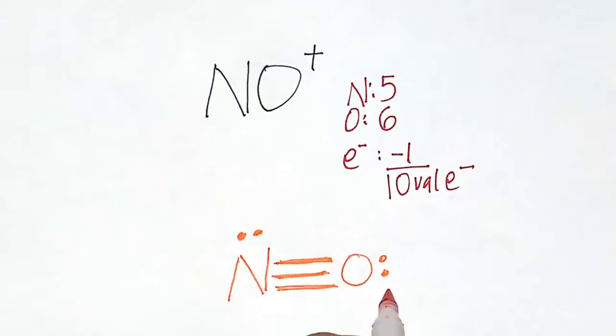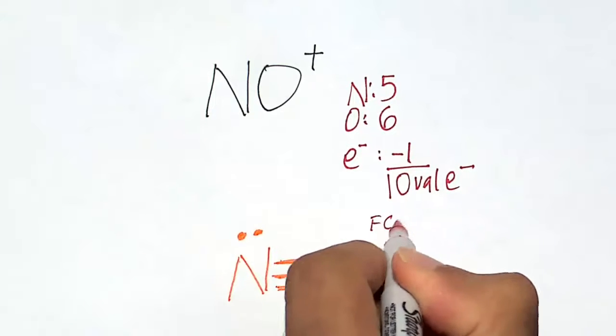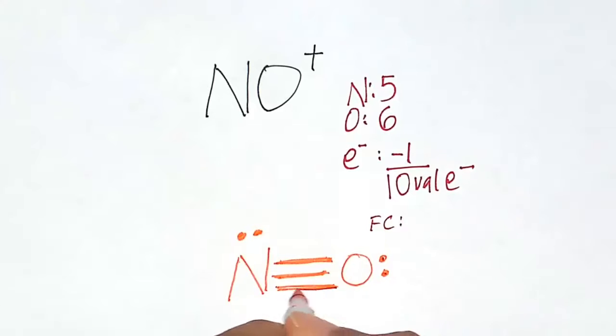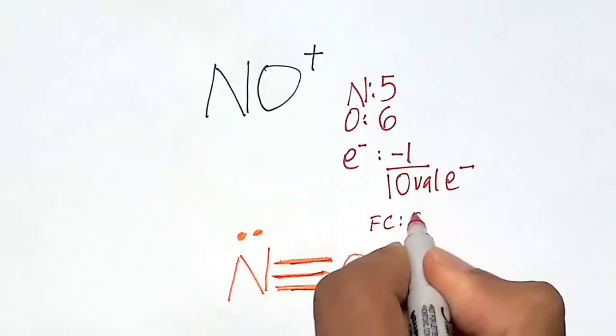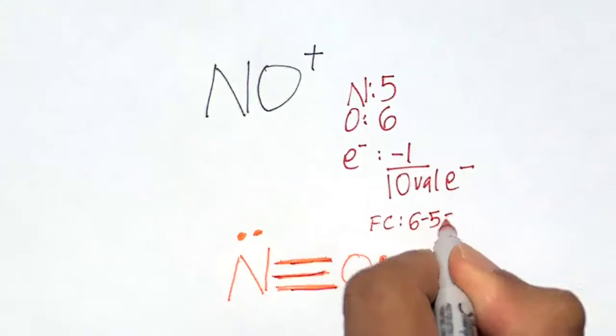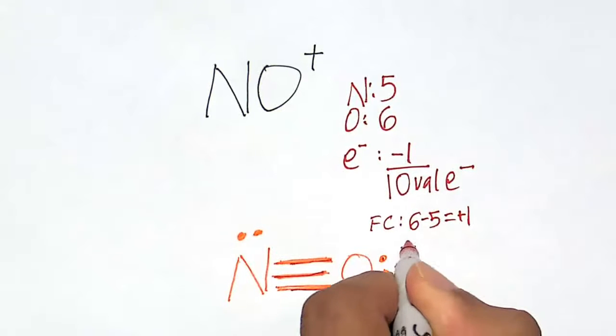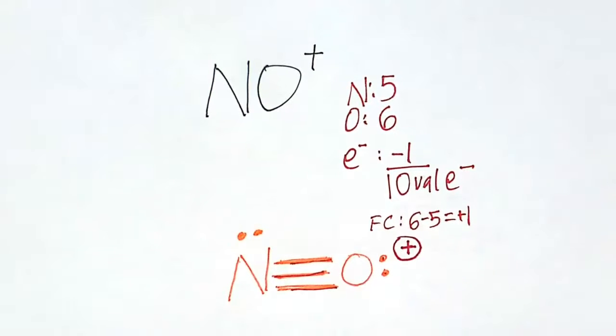So let's do the formal charge for this oxygen here. 1, 2, 3, 4, 5. Oxygen is happy at 6. 6 minus 5 is plus 1. So this is where the plus 1 would be. And this would be a good Lewis structure for NO+.